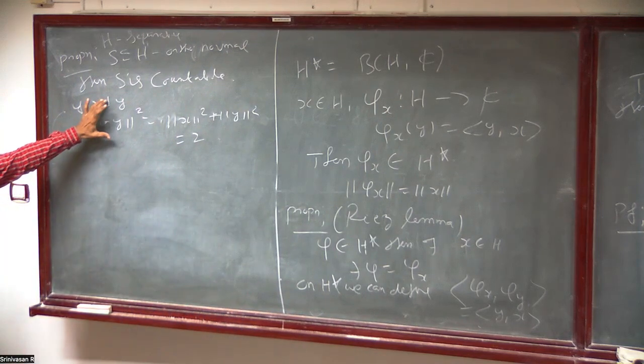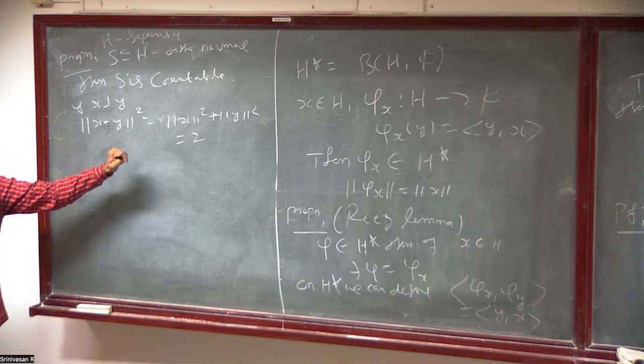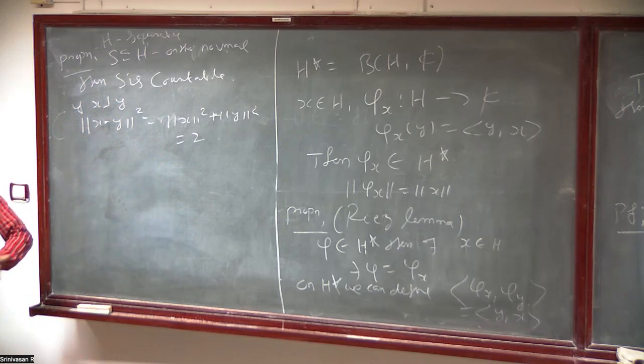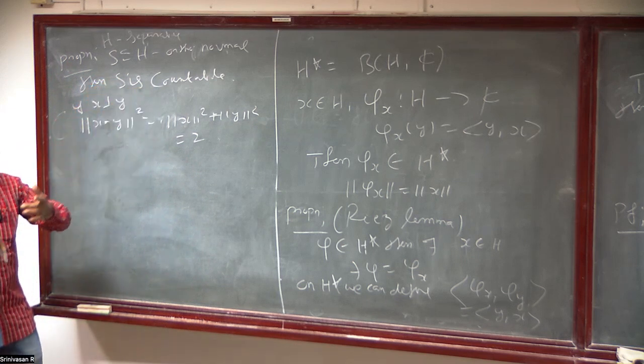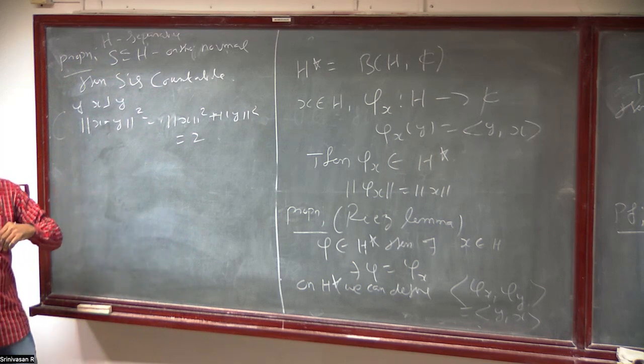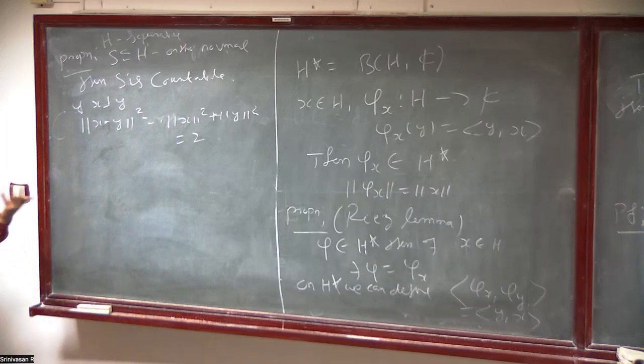And it cannot be uncountable. If it is uncountable, then you would have uncountably many disjoint balls of radius less than square root of 2 over 2 around its elements. You can choose one element from the countable dense set in each ball, so the countability of the dense set would be violated. So it cannot be uncountable.